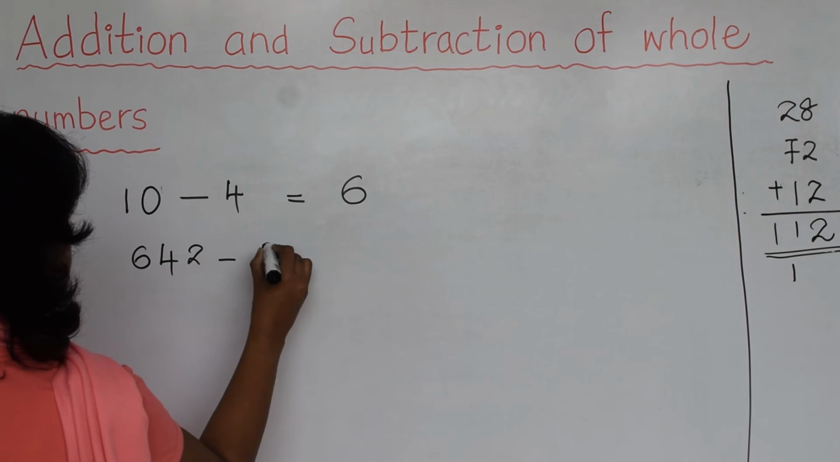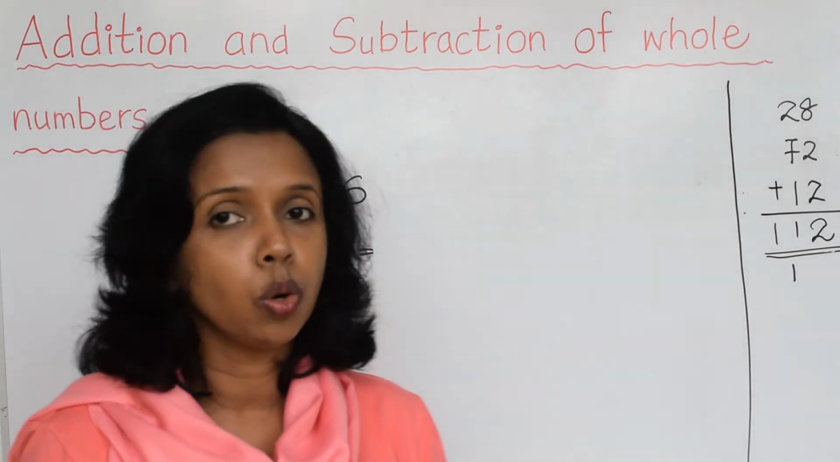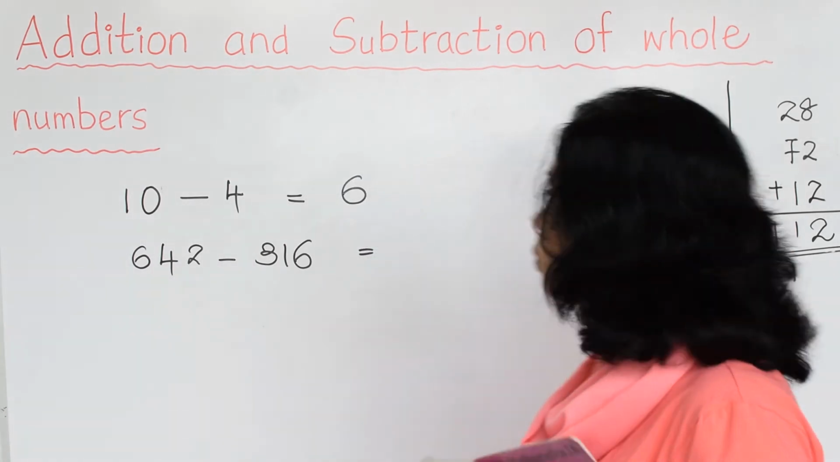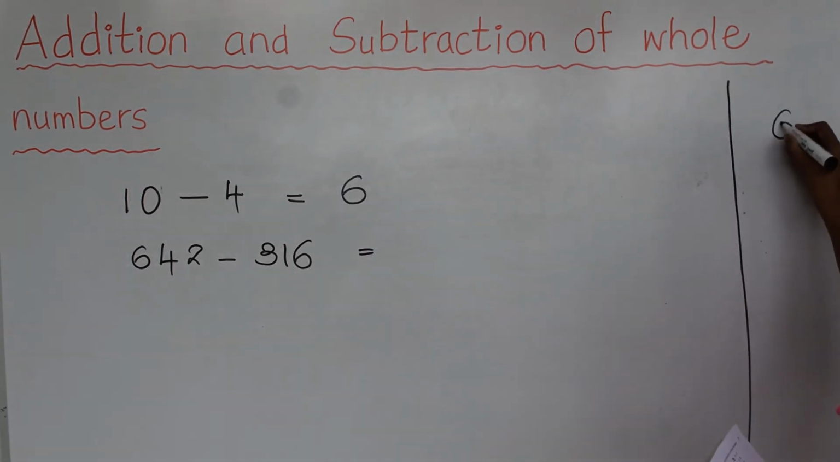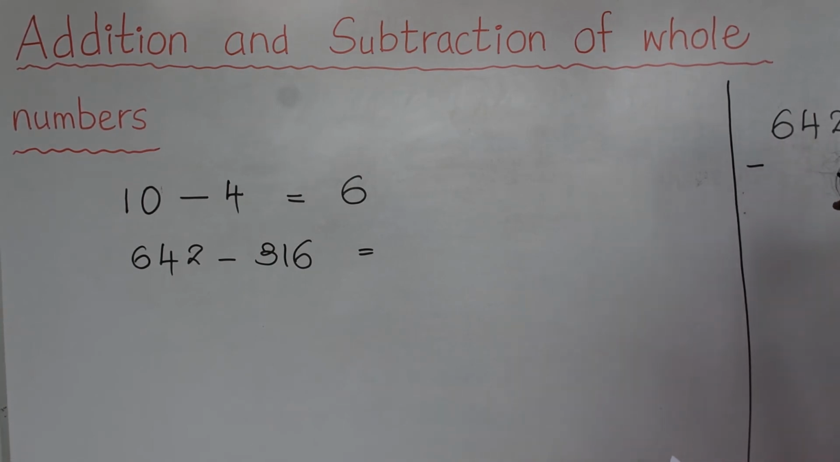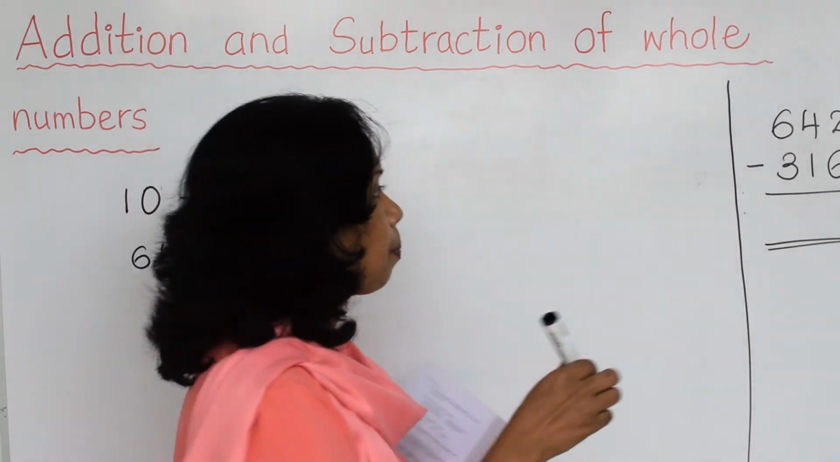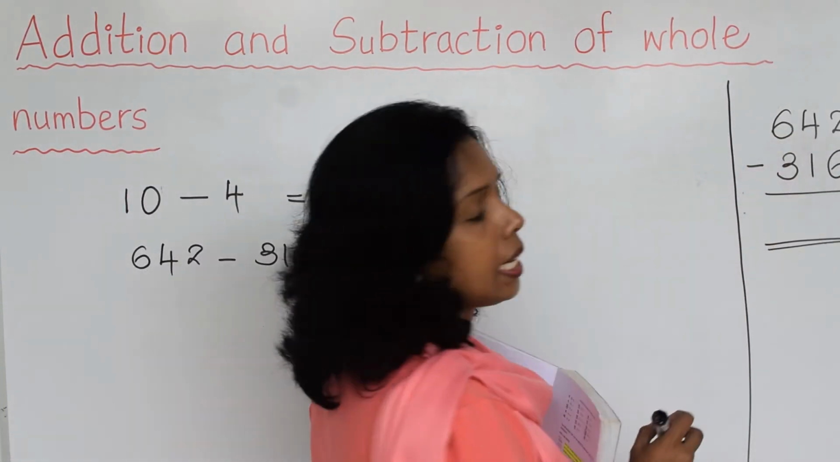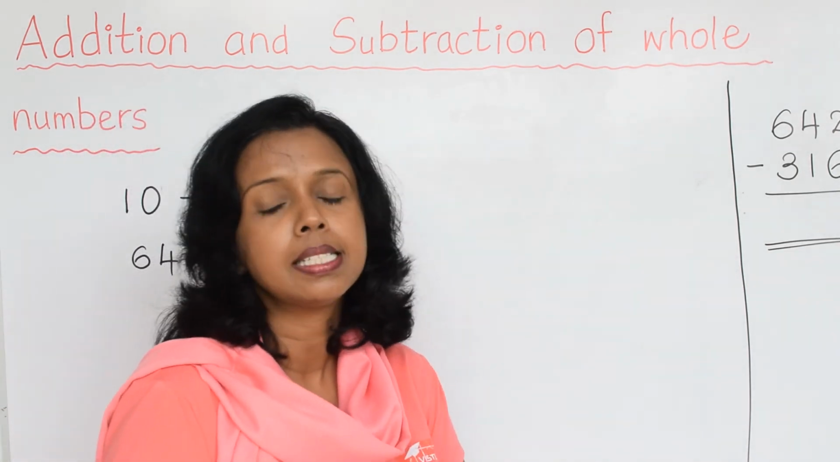642 minus 316. Now can you do this easily? No. Now you want to move to the working column. Then you write 642 subtract 316. Now look at this carefully. Now we are going to do it column wise, right? 2 minus 6. Can you do it? No. Let's say now you have 2 apples, right?